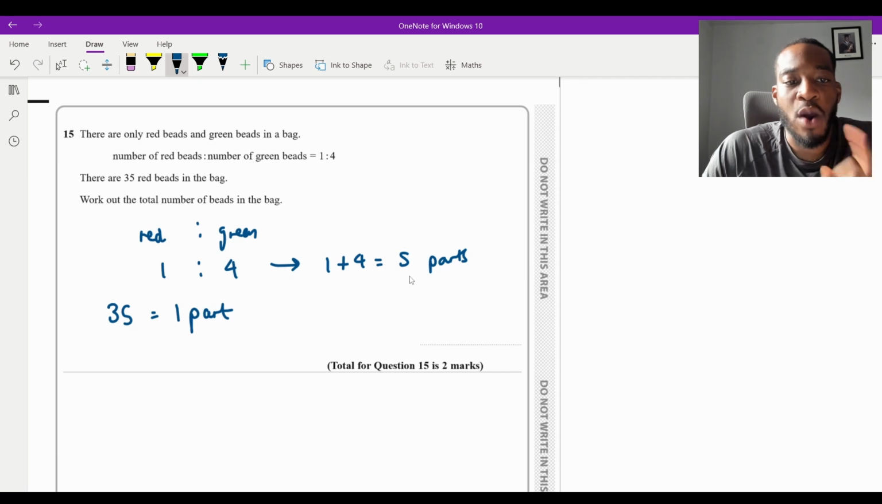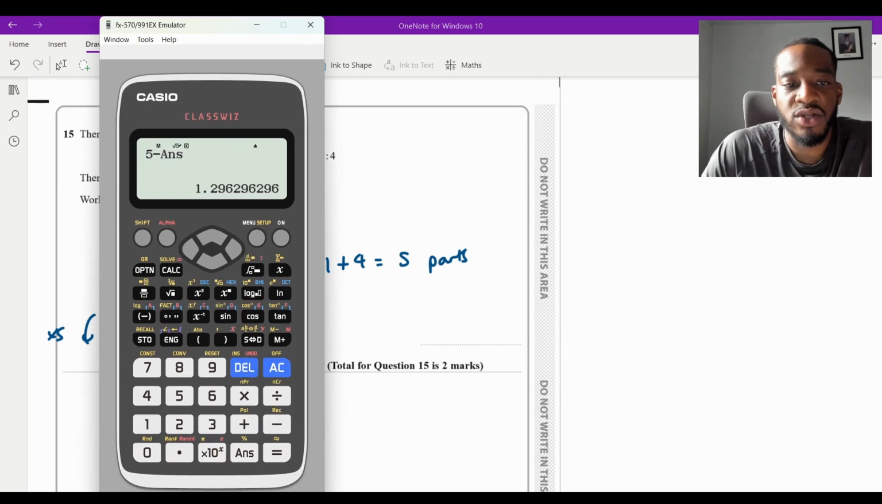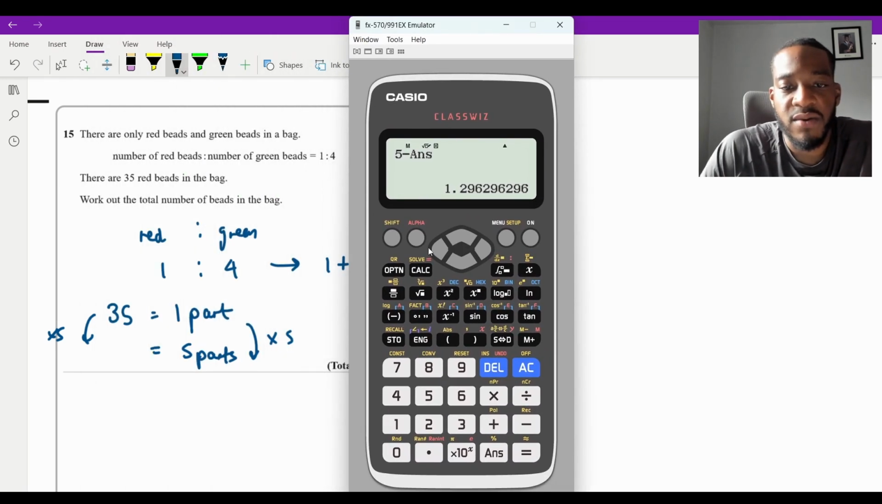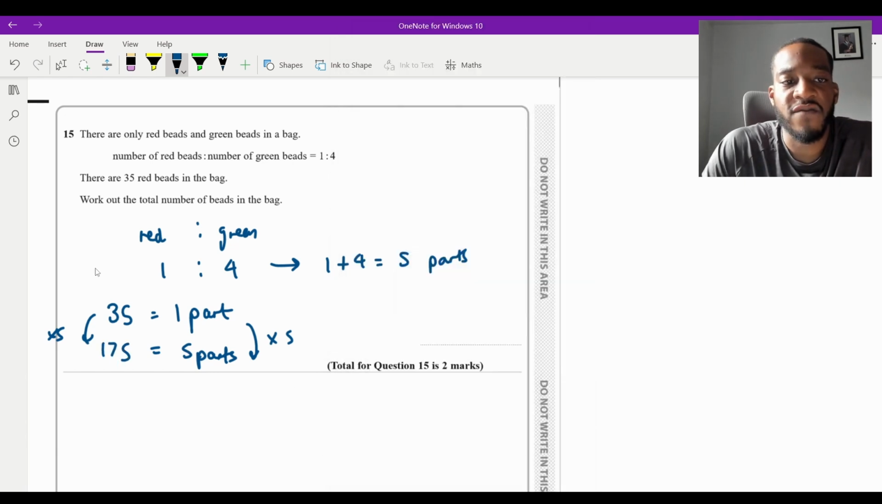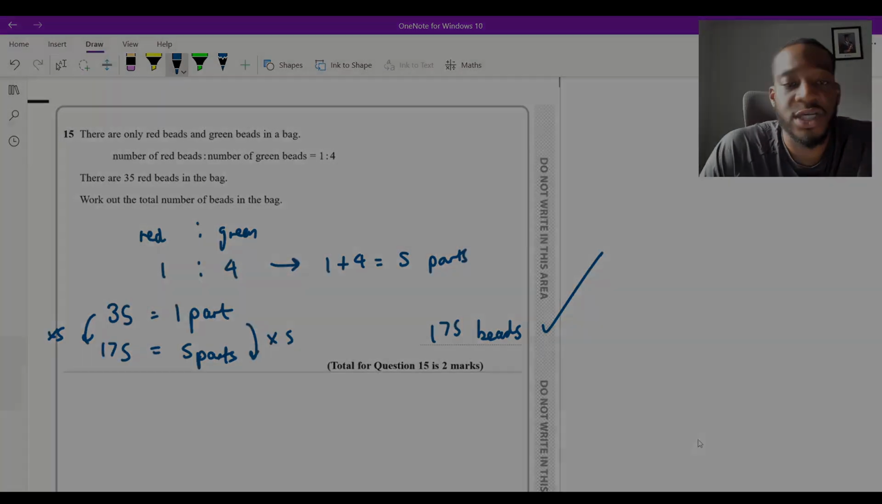And I know that one part represents 35. So if I want to work out what 5 parts represents, which is going to be the total, I'm just going to do 1 times 5, which means I need to just do 35 times by 5. So that's all I'm going to do. I'm just going to get my calculator here. I'm going to do 35 times by 5. And that gives me 175. So therefore, there are a total of 175 beads in the bag. And that's it. And that will give you the 2 marks. And that's question 15 finished.